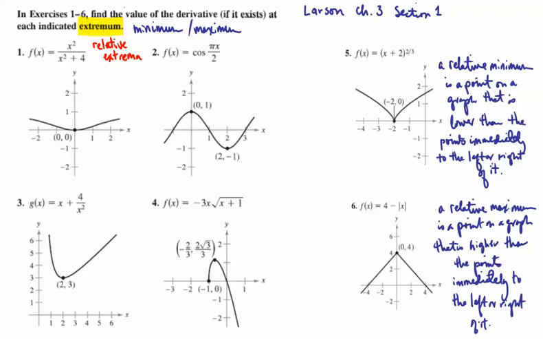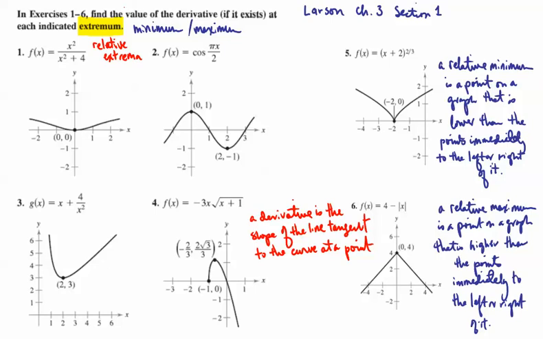Now, in number 1, what is the value of the derivative? Remember what a derivative is. The derivative is the slope of the line tangent to a curve at a particular point. So I just noted that there. A derivative is the slope of the line tangent to the curve at a point. Well, at point 0, 0 in number 1, what is the slope of the line tangent to the curve there? The slope of that line is 0. So the derivative at 0, 0 is 0. And we would write f prime of 0 is equal to 0.